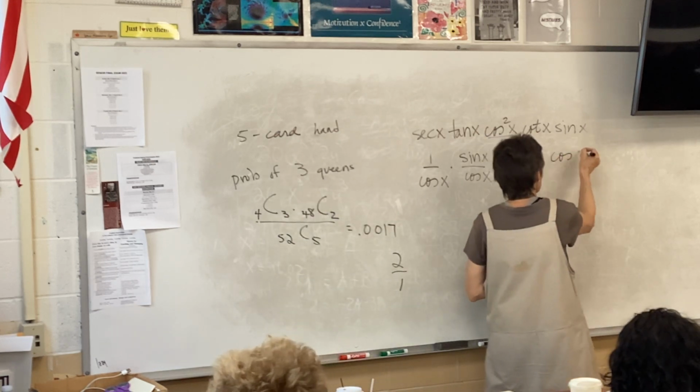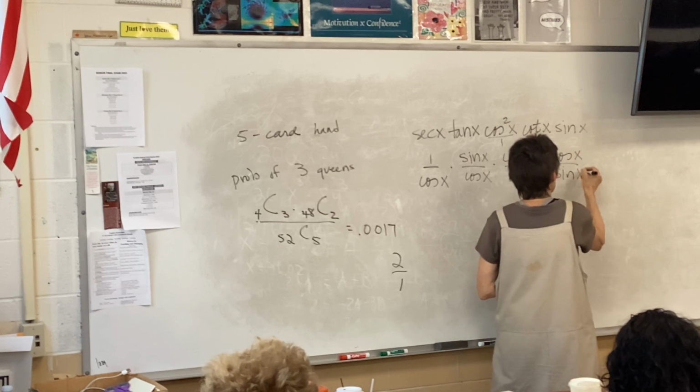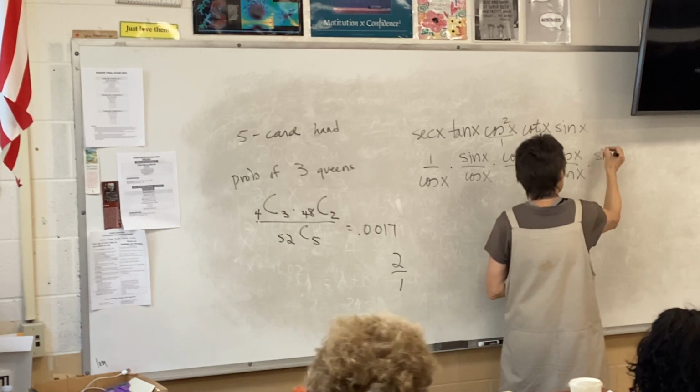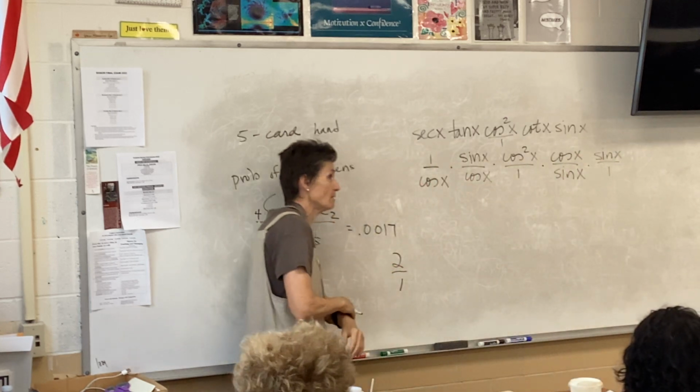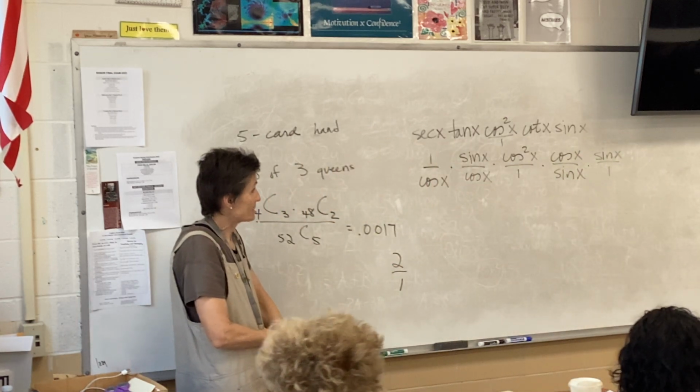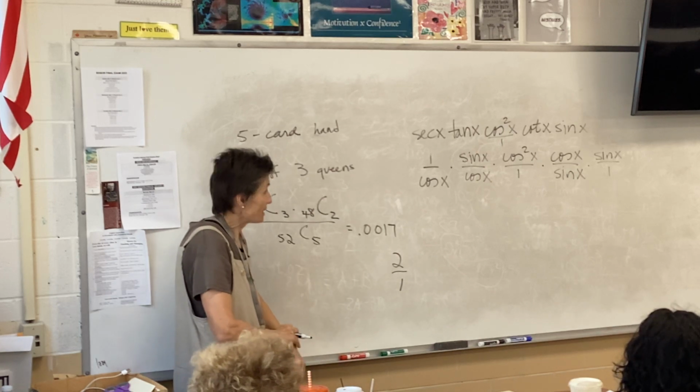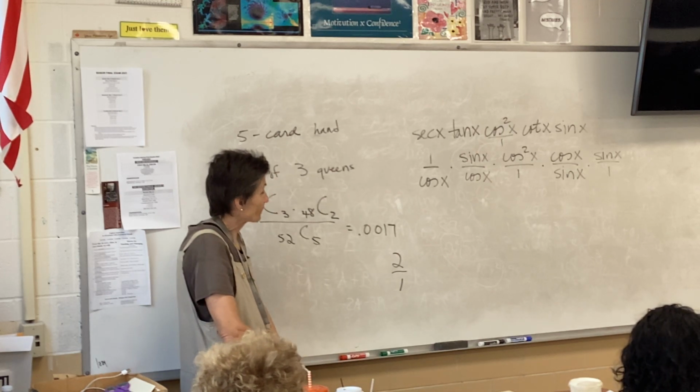Cotangent is cosine over sine. And there's a sine. Sine and cosine are the only 2 you don't change. Everything else gets changed into sines and cosines. But sine and cosine just stay the same.